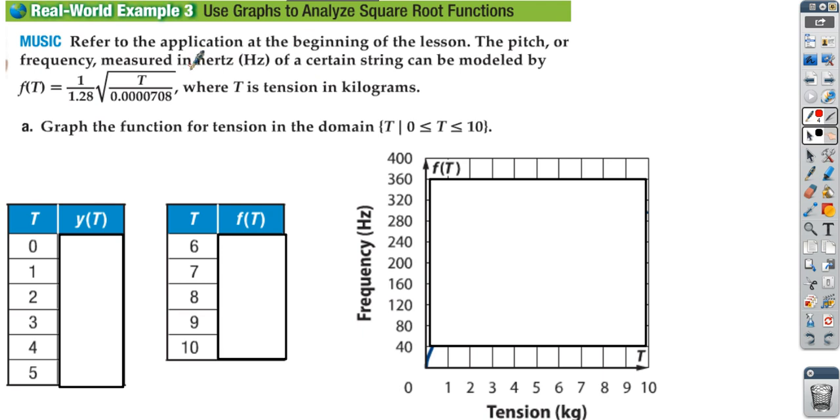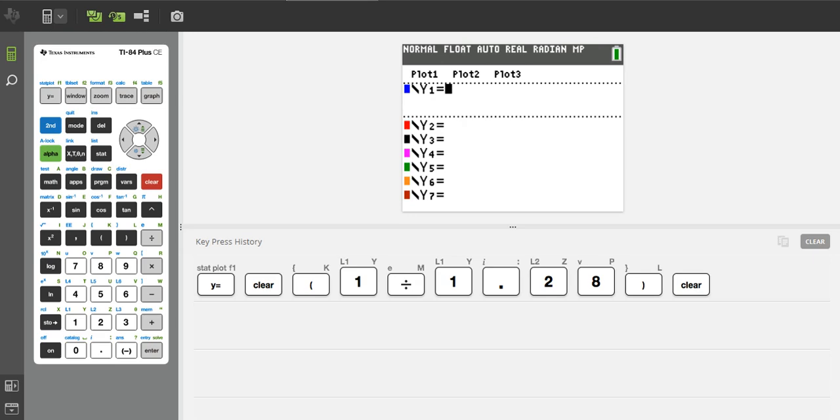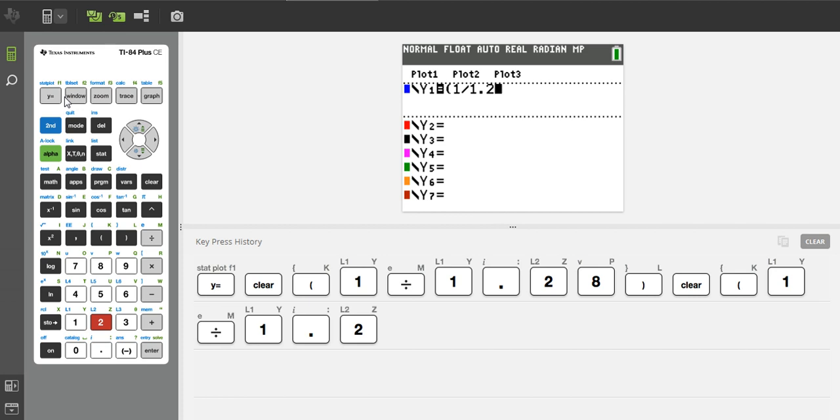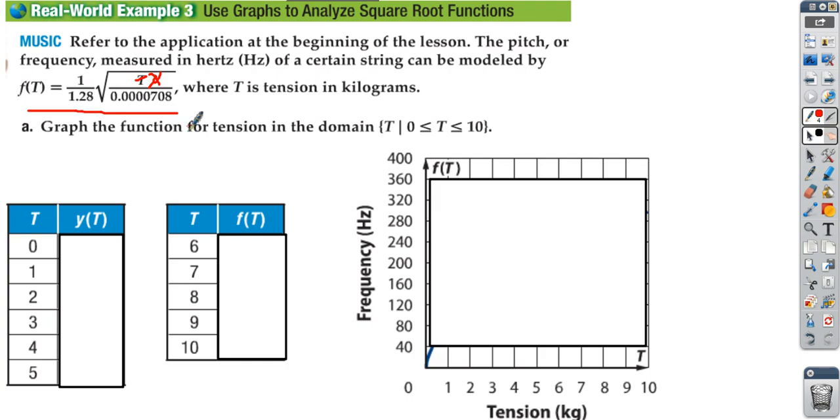The frequency or the pitch of a string is modeled by this function right here. T stands for the tension, and instead of T, we'll just replace that with the letter X when we're graphing. So obviously you'd want to use a graphing calculator for this. I'm going to plug that in. 1 over 1.28. So I'm going to put that in parentheses, because if you don't, the calculator will cause problems with order of operations. And then we have the square root of x over that huge number.